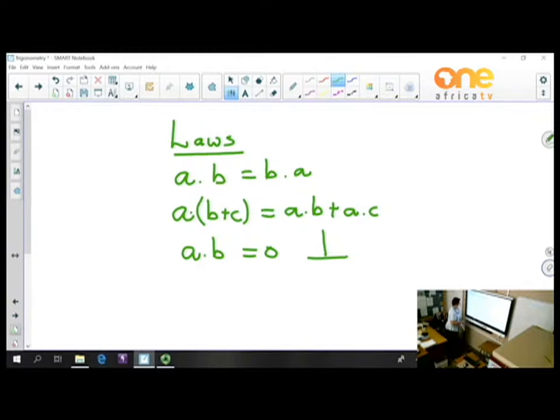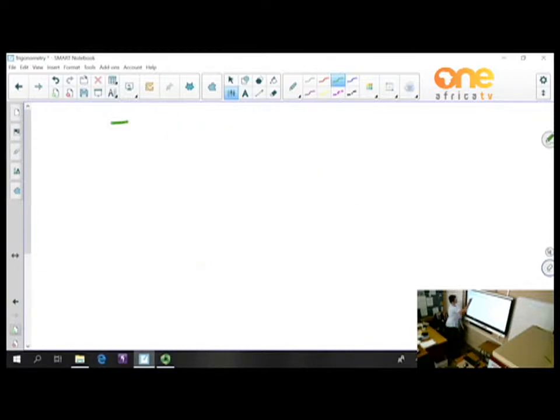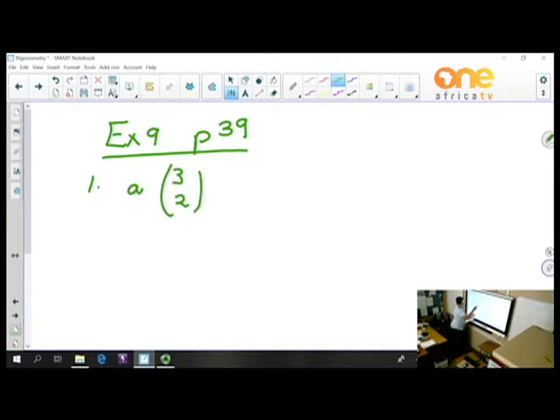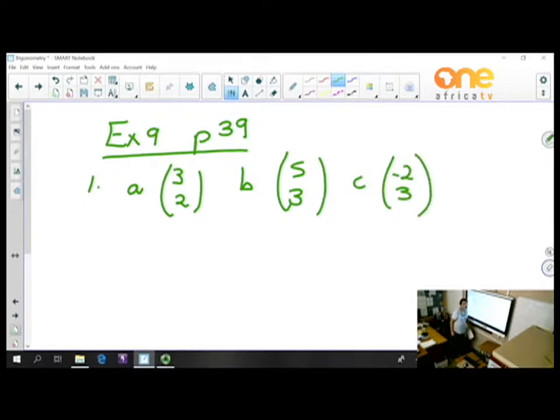Okay, so the next exercise that we're looking at now is exercise 9 on page 39. Page 39, exercise 9. I'll write them down, so if you don't have the book, then you can also follow. So the first one is A is the column vector (3, 2). B is the column vector (5, 3). And C is the column vector (-2, 3). Again, first do the exercises and then you mark them.